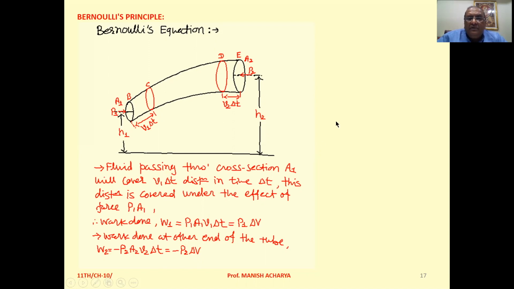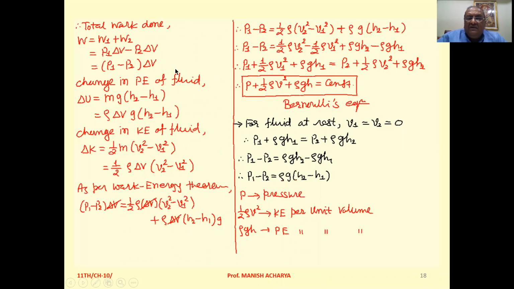Now total work done, that is W equal to W1 plus W2. So P1 delta V minus P2 delta V. So we can write P1 minus P2 delta V. But as per work energy theorem, this total work done, that is equal to change in energy.